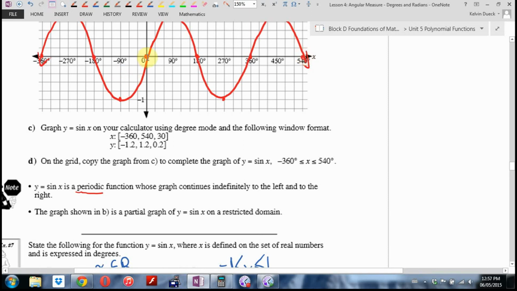You could also go 180 times -1. That'll give you the -180. You can also go 180 times -2. That'll give you the -360. That's the shortest way to say, look, every 180 degrees going left and right, starting at 0.